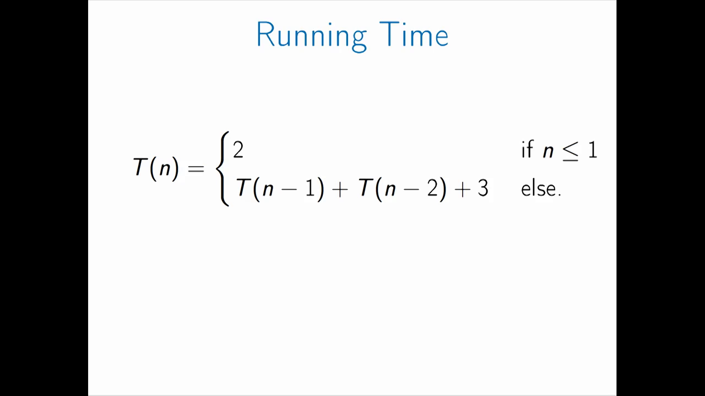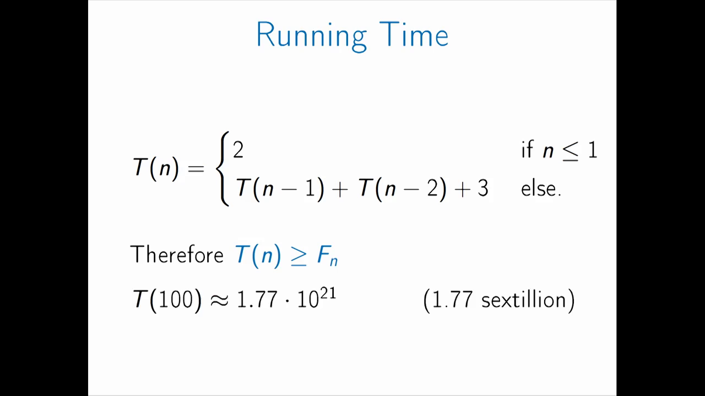Now, if you look at this formula for a little bit, you'll notice that it looks very similar to the original formula we used to define the Fibonacci numbers. Each guy was more or less the sum of the previous two. And in fact, from this you can show pretty easily that T(n) is at least the nth Fibonacci number for all n. And this should be ringing some warning bells, because we know that the Fibonacci numbers get very, very, very large. So T(n) must as well. In fact, T(100) is already 1.77 times 10 to the 21, 1.77 sextillion. This is a huge number.